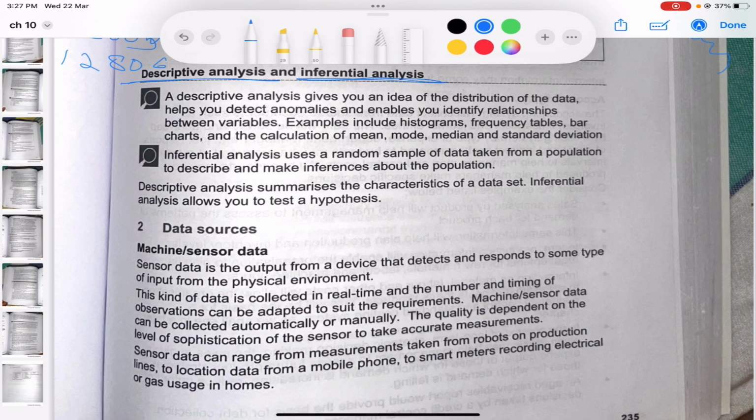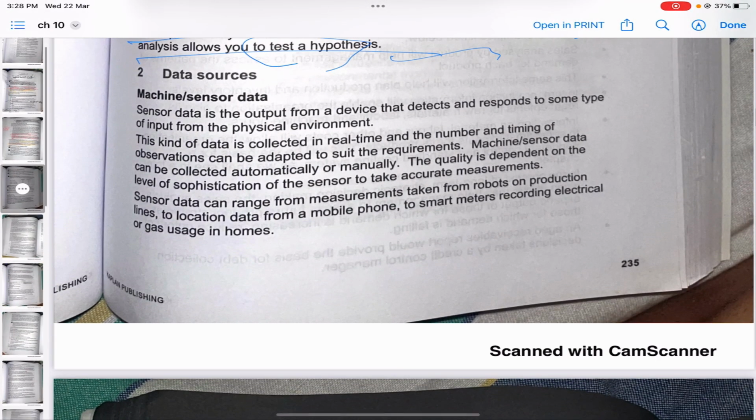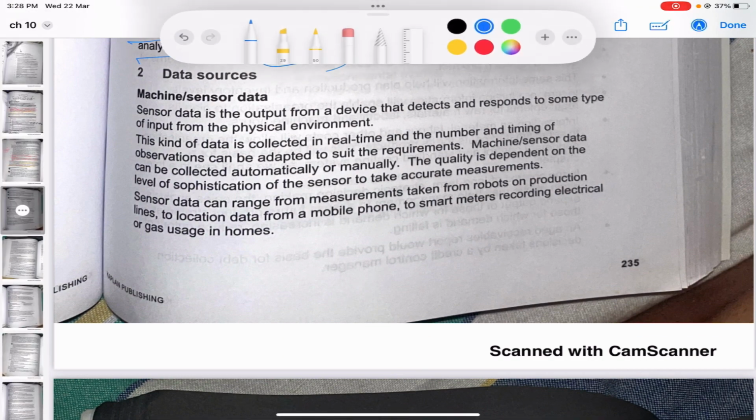Okay, so descriptive analysis summarizes the characteristics. Inferential analysis allows you to test a hypothesis. Moving on, we have data sources. Now, what are we talking about? What do I mean by data sources? What are the sources from where I obtain my data again?